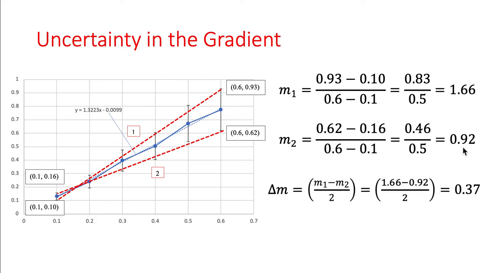To get my uncertainty in the gradient, delta m, all I have to do is find half of the range. This is just the deviation. We've got 1.66 minus 0.92, dividing by 2, we get 0.37, which means I can present my gradient as 1.32, so taking it to 3 significant figures, plus or minus 0.37. And then if we're being really careful, we convert my uncertainty to 1 significant figure and then match the decimal places, so we end up with 1.3 plus or minus 0.4.